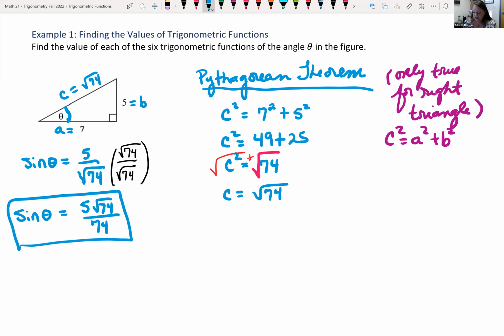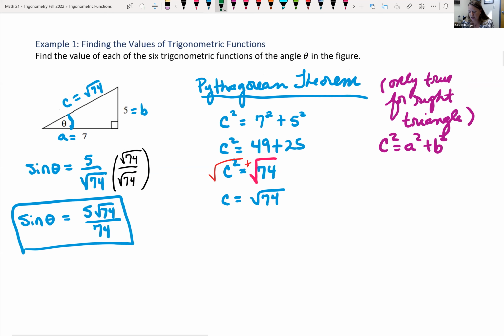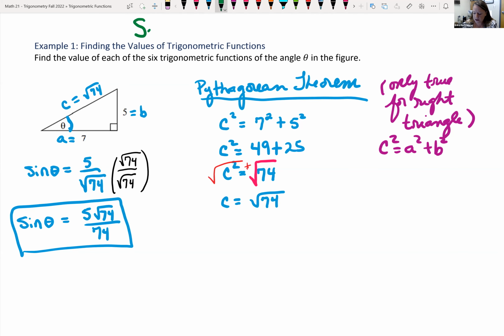So cosine, and there's a way to memorize this. You might have seen this before. There's a saying that will help you remember the ratio of sides of the triangle, and that is SOHCAHTOA. So in this case, S stands for sine, that is opposite over hypotenuse. C stands for cosine, that's adjacent over hypotenuse. T stands for tangent, which is opposite over adjacent.